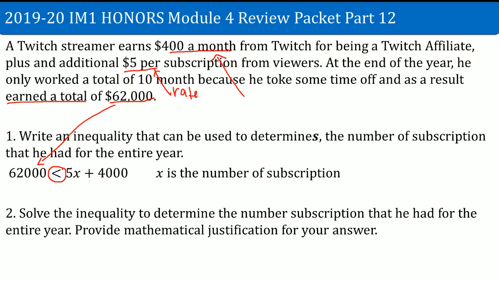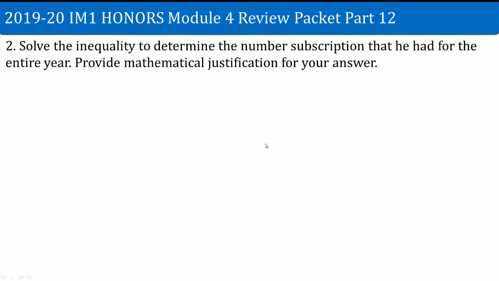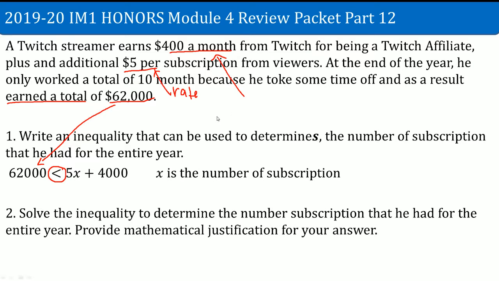But how did I get 4,000? Okay, oops, sorry. But how did I get 4,000? Notice how many months did he work? He worked for 10 months. So it is $400 per month for 10 months. That's how you got the fixed amount of 4,000 right here. Again, this is the fixed amount, because every month he makes $400.